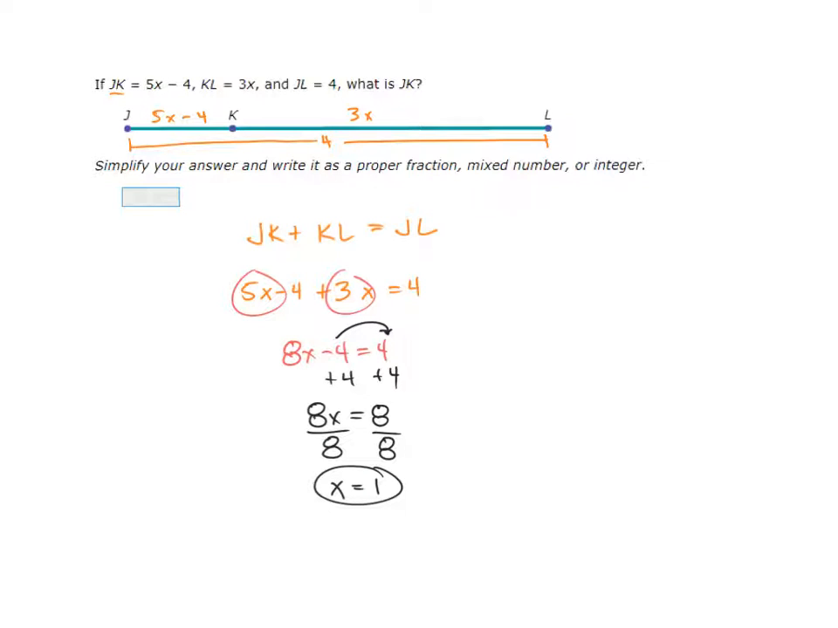But I'm always aware of what they are asking for. They're asking for JK. JK is 5x minus 4. I want to plug in that 1 I got for x. 5 minus 4, my answer here is 1. That's a good one.